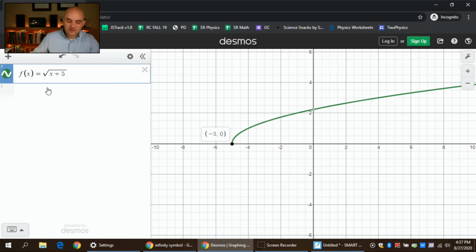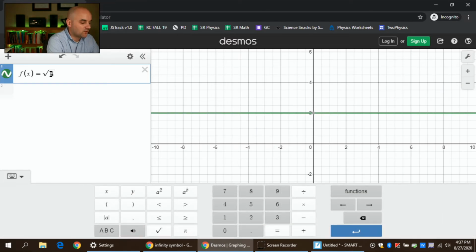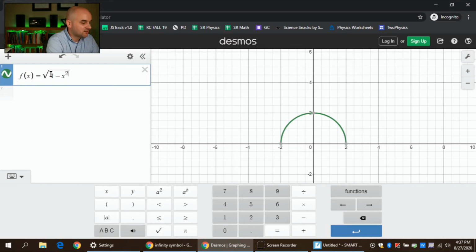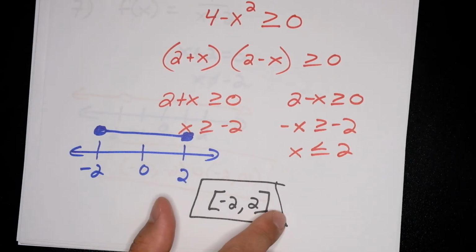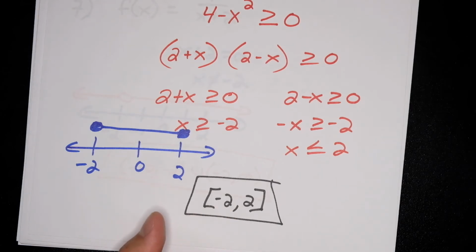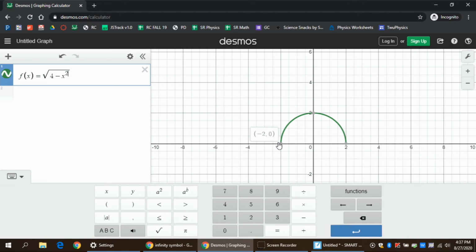Look at the next one. It says 4 minus x squared. So 4 minus x squared looks like this. It's like the top of a circle. Now, what did we get for our domain here? We got from negative 2 to 2, and we're including those. And if we look at the graph, all the possible x values here, they go from negative 2 to 2 and nothing on either side there.